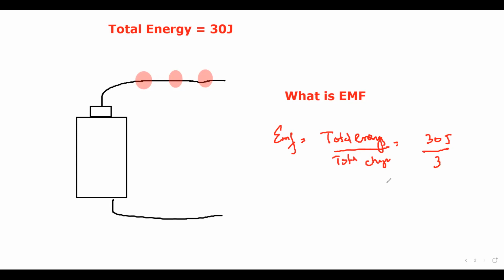So 30 divided by 3 means 10 joules per coulomb, or we can also say 10 volts. So what does it mean, 10 volts? It means that when 1 coulomb of charge is coming out, how much energy does it carry? It carries 10 joules of energy. Is the concept of electromotive force, EMF, clear? It means how much energy one charge carries when it is coming out from the battery.